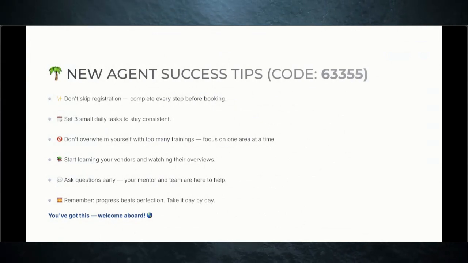All right. So a few success tips for the new agents here. Of course, do not skip registration. Complete every step before booking. Go to part 2 so you can get registered with vendors, right? Set 3 small daily tasks to stay consistent. There's a lot to do as a new agent and you can get overwhelmed. All I want you to do is complete a small part of the task each day. So set up 3 small daily tasks, complete those, get a part of it done. You might not get every part, but get a part of it done each day to stay consistent. Don't overwhelm yourself with too many things. Focus on one area at a time.